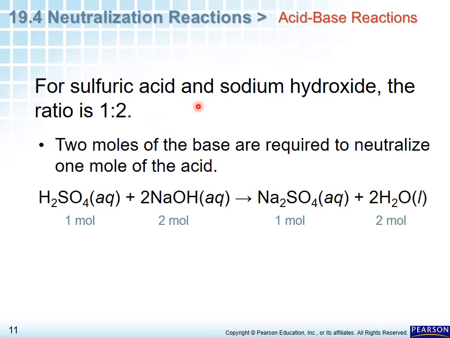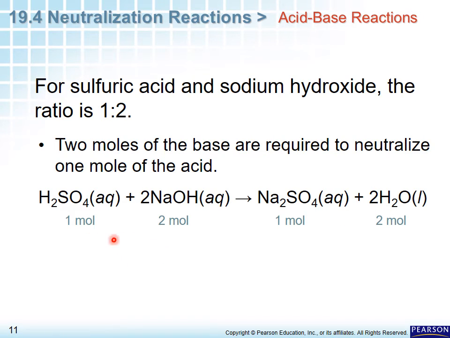Now, for sulfuric acid and sodium hydroxide, the ratio is 1:2. So you can see here, 2 moles of the base are required to neutralize 1 mole of acid. You can see here, H2SO4, 1 mole needed, and 2 NaOH, 2 moles needed, to produce sodium sulfate, which is salt, and water. Okay, why?